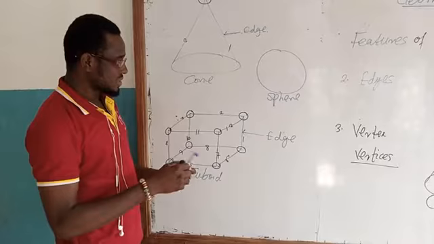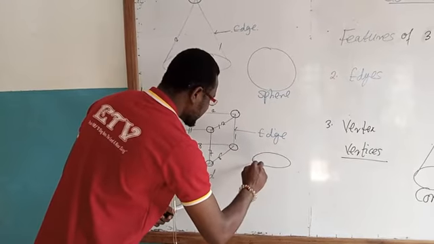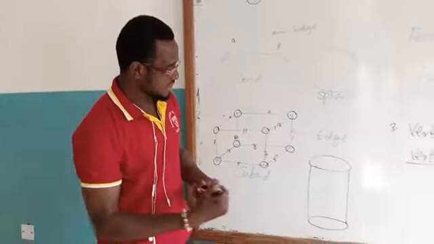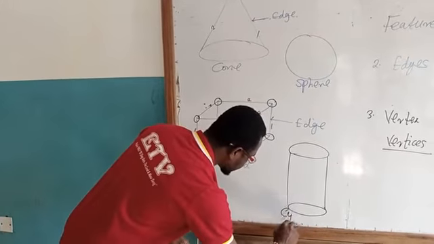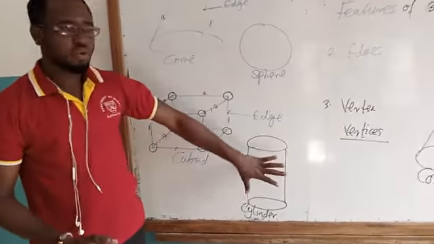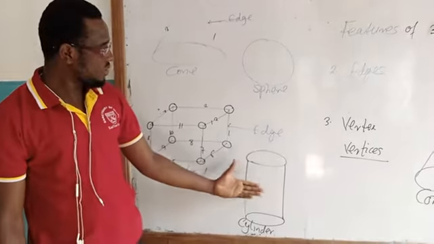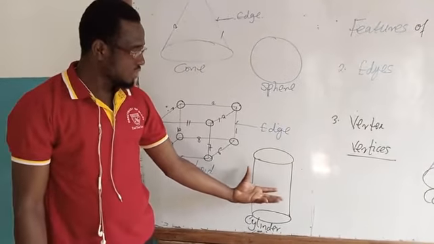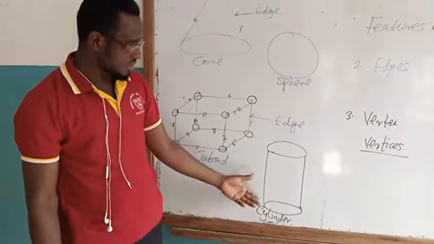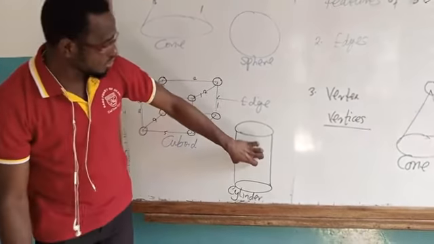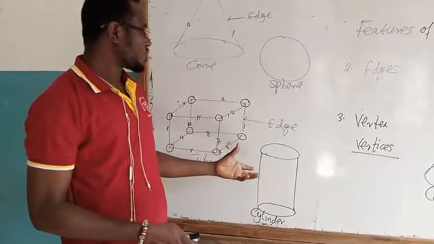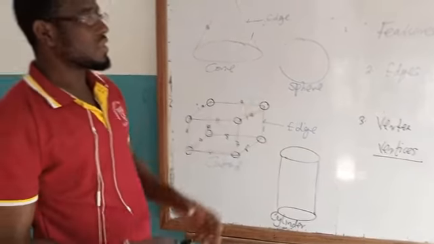All right. Let's look at the cylinder. This is a cylinder. Good. A cylinder also has no vertices because there are no meeting points of two lines. It has what? No vertices. We talked about the faces of the cylinder in our last session, but it has no what? Vertices.